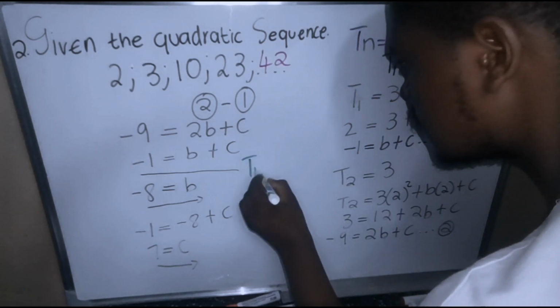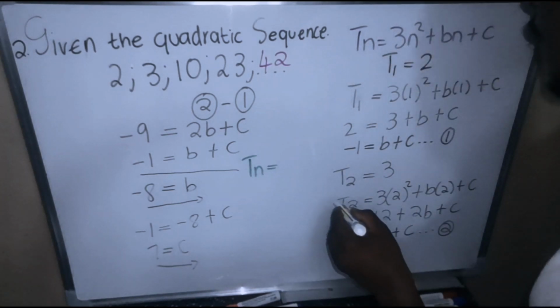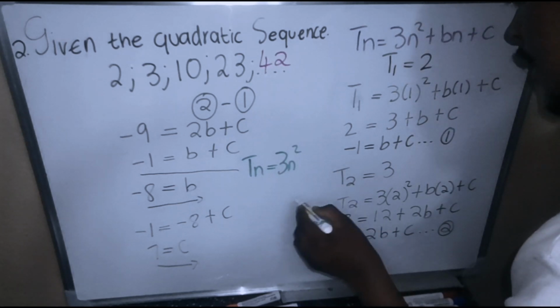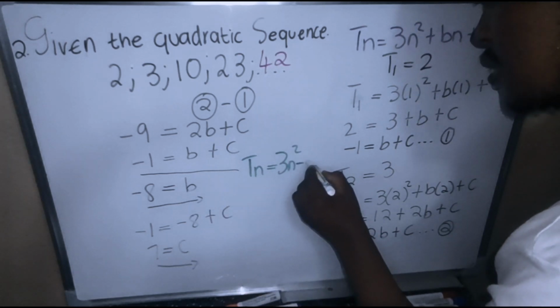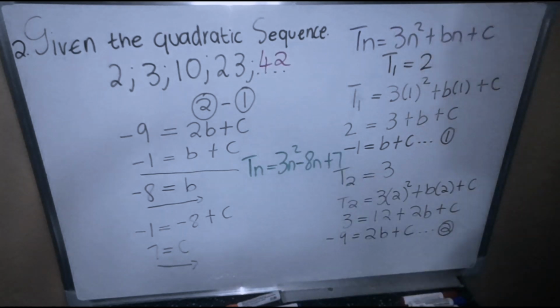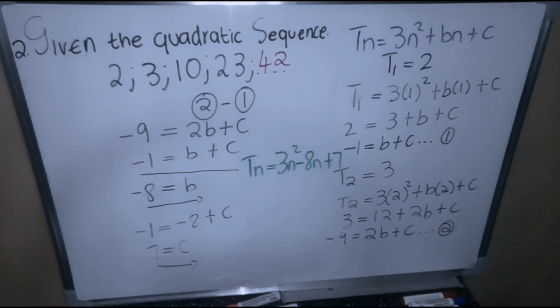Tn is equal to 3n squared, for b it is minus 8n, and for c it is plus 7. This is our general nth term of the sequence: 3n squared minus 8n plus 7. Are we clear? Are we clear, guys?